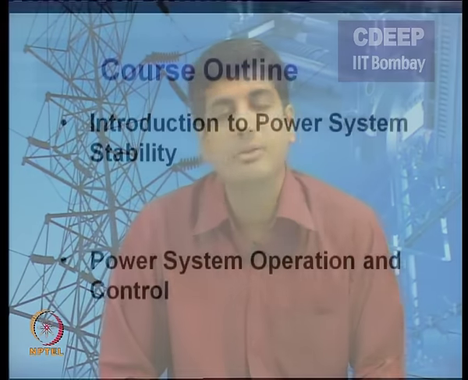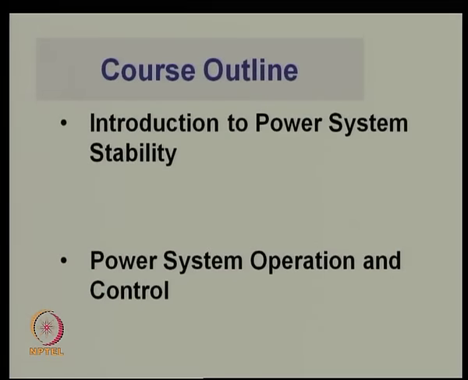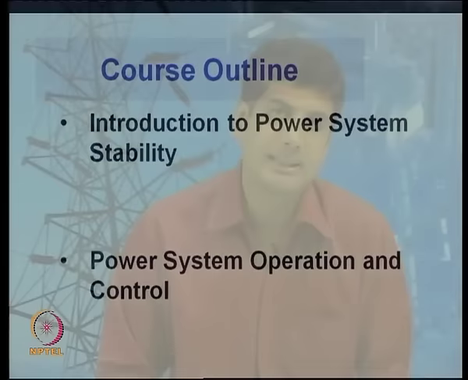The course outline is as follows. Initially, I will of course give you an introduction to power system stability, which is already ongoing, and we will also learn a bit more about this in the next lecture. We will also learn in the next lecture a bit about power system operation and control. And then in the third lecture, we will move on to the nuts and bolts of this course, that is modeling of physical systems, the principles of modeling and simple analytical tools which are used to analyze dynamical systems.